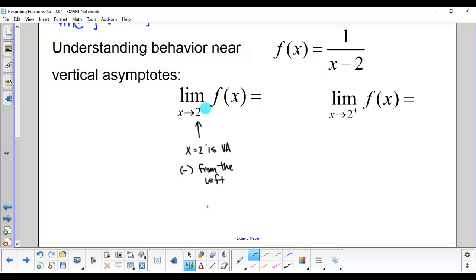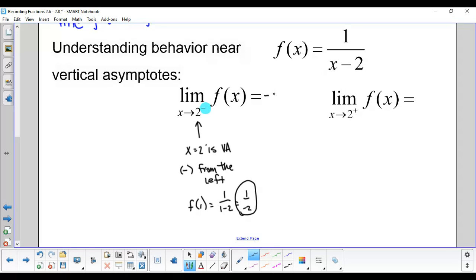Now, to analyze this, we just plug in a number to our equation that would be to the left of 2. For example, I'm going to plug in 1. If I plug in 1 for all the x's, I get 1 over 1 minus 2, 1 over negative 2. Now I care less about the number and more about the sign. So this gave me a negative number out.